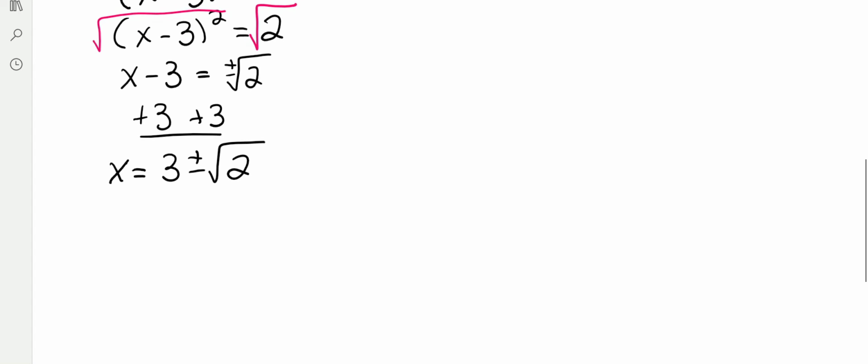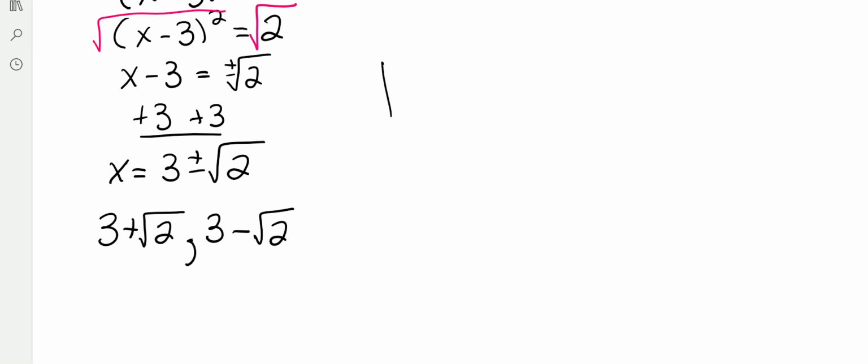Now, if you have to divide this up, you'll have 3 plus the square root of 2, comma, 3 minus the square root of 2. And guess what? You did it. You did completing the square. Good job.